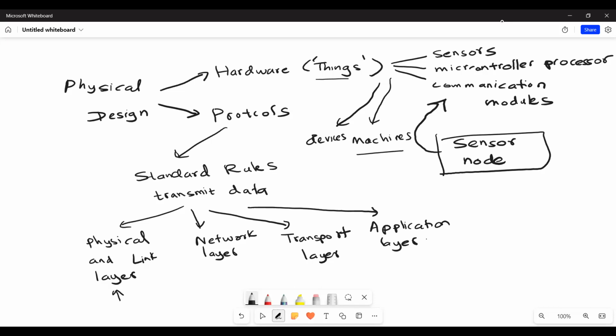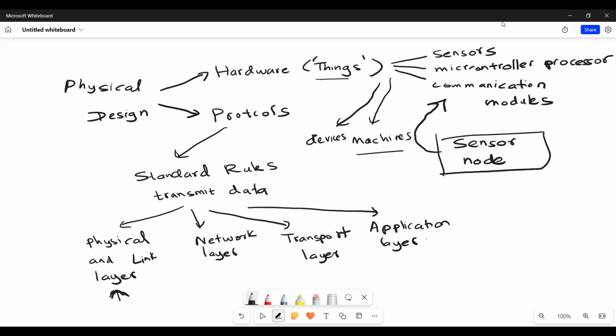We use specific types of protocols mainly because we want to ensure the simplicity of the protocol. So we like to use simple protocols for our IoT systems, and therefore we use some specific protocols for those IoT networks. In today's class, we will be focusing on the hardware, the different types of hardware that we usually use in IoT networks or IoT systems.